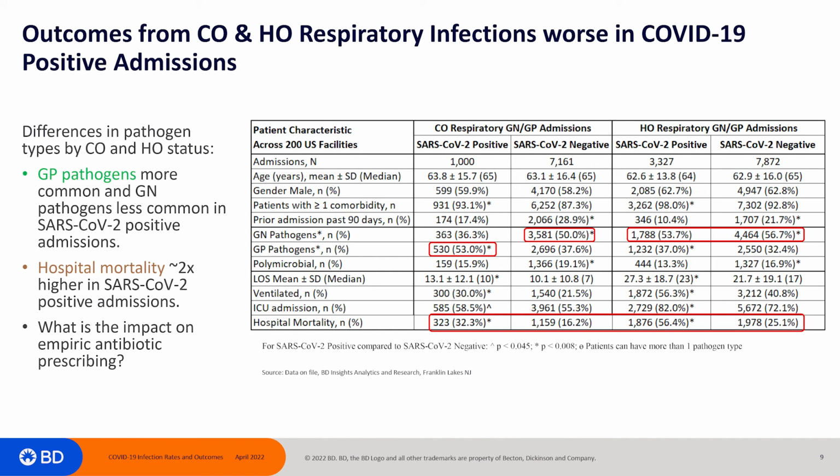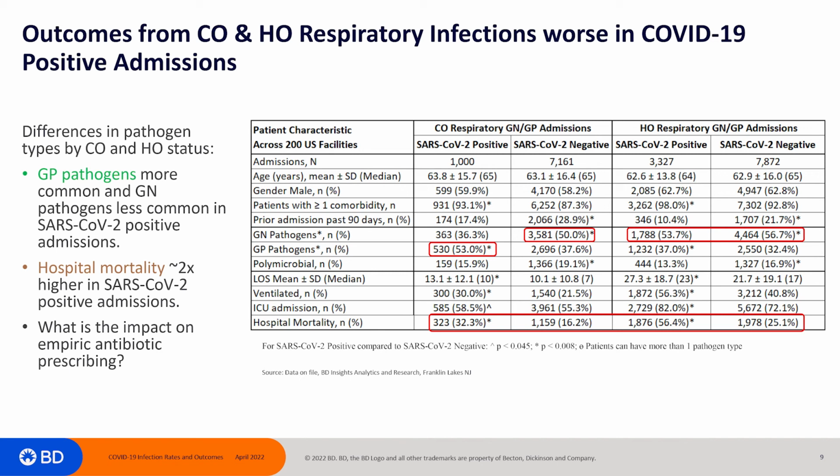And by the way, community onset we defined traditionally, as reportable hospital-acquired designations by the NHSN, as a culture that was collected within the first 48 hours of admission. And then hospital onset respiratory infections. And we saw that these outcomes were worse in COVID patients. And more importantly, we saw differences in the pathogen types. Gram-positive pathogens like Staph aureus or strep species were more common in SARS-CoV-2 positive patients. And the mortality as well was 2 times higher in SARS-CoV-2 positive patients.